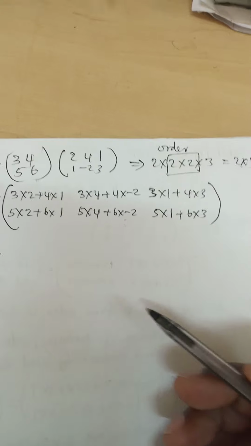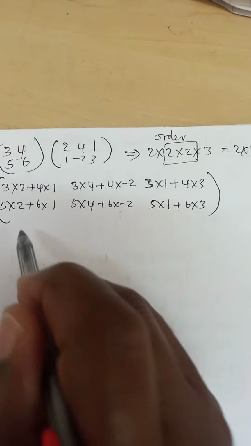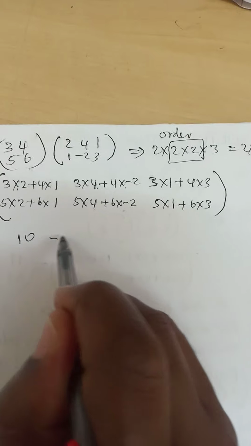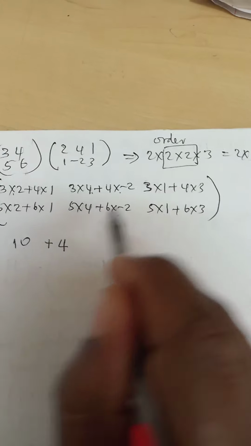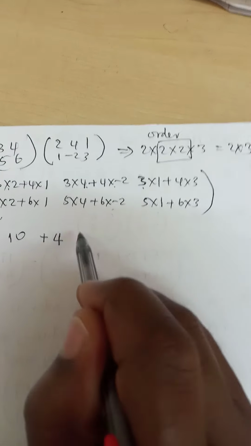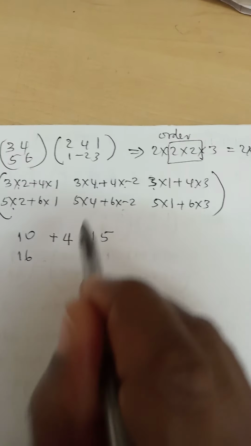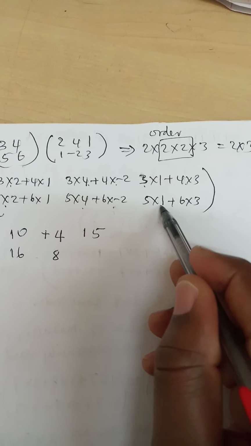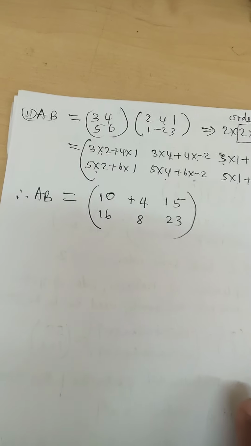When we compile and compute this, it will give us our answer as 10, that is 6 plus 4, 12 minus 8, that is positive 4. Then we have 3 plus 12, that is 15. Then we have 10 plus 6, that is 16. 20 minus 12, that is 8. And finally 5 plus 18, which is 23. So we shall get our final answer, our AB, as that.